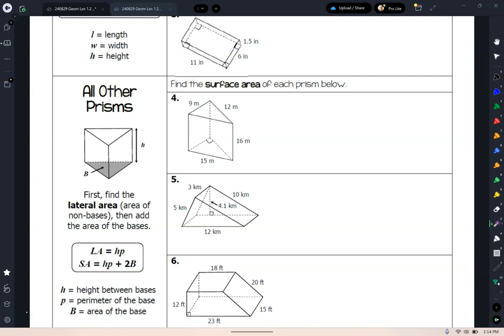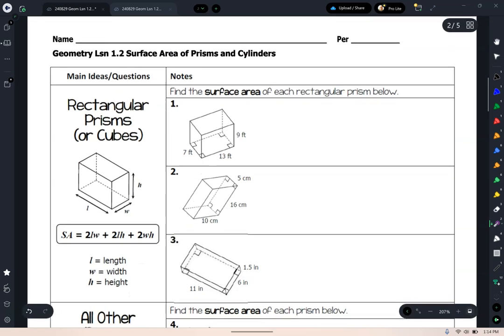I may also ask you to explain certain things like we'll talk about today: why is this a relevant shortcut for finding lateral area, and what is the lateral area? We'll talk a little bit about that today, and I may ask you to explain those questions as well, okay? All right, so let's start with the easy one.